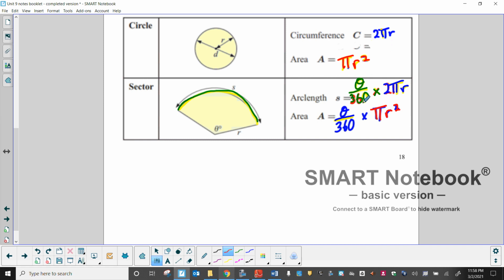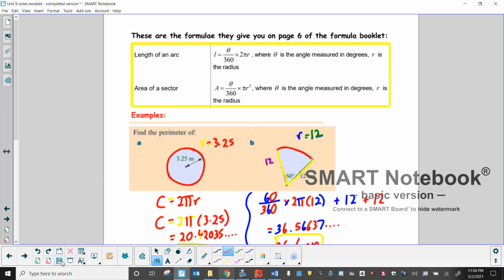So basically you do theta over 360 times the circumference if you want arc length. If you want the sector area, like the area inside the whole thing, then it's the angle over 360 times pi r squared instead. Easy enough. These are in the formula booklet. There you go, here are the versions in the formula booklet. They're on page 6 of your formula booklet, so get familiar with where everything is in your formula booklet.